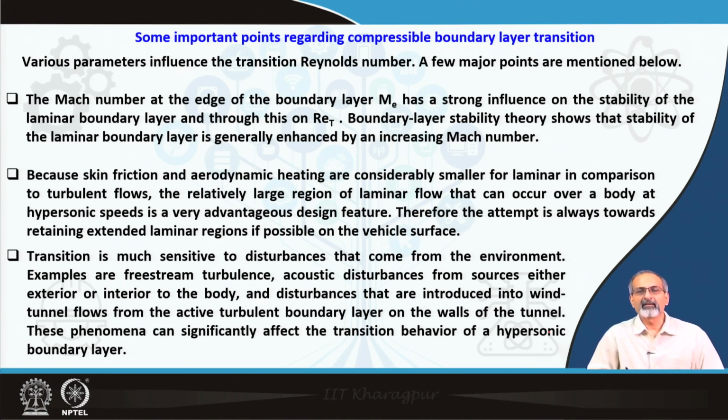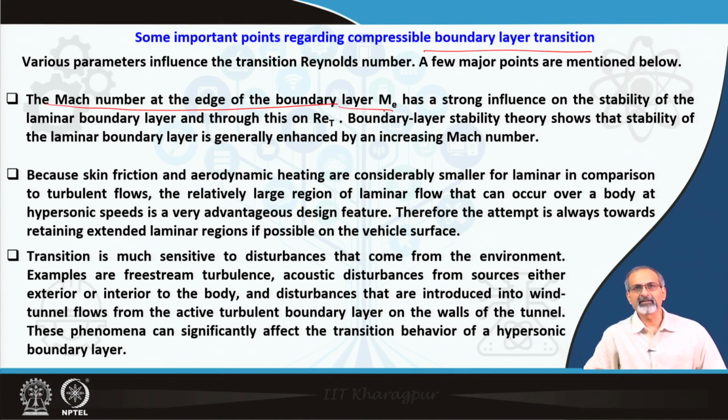The better we can understand transition, the better are our chances of predicting the skin friction or the thermal load on the vehicle more accurately. Some of the important points with regard to boundary layer transition are briefly mentioned. Various parameters influence the transition Reynolds number. A few major points are mentioned below. The Mach number that is existing at the edge of the boundary layer always has a strong influence on the stability of the laminar boundary layer, and through this on the RET.